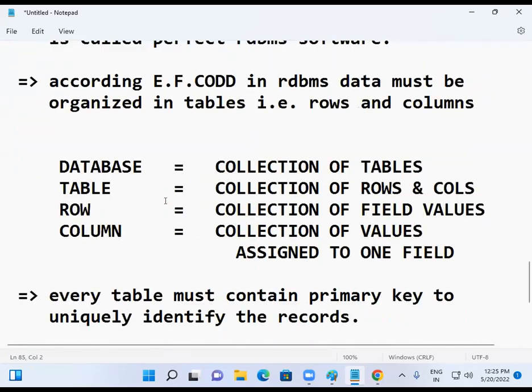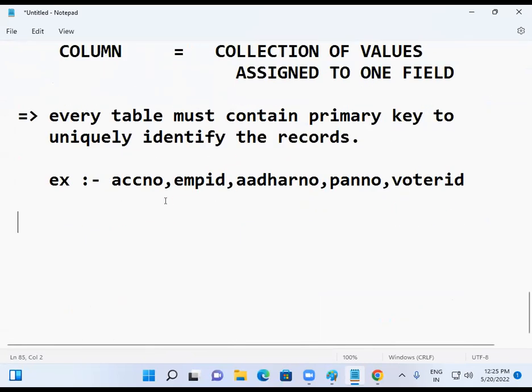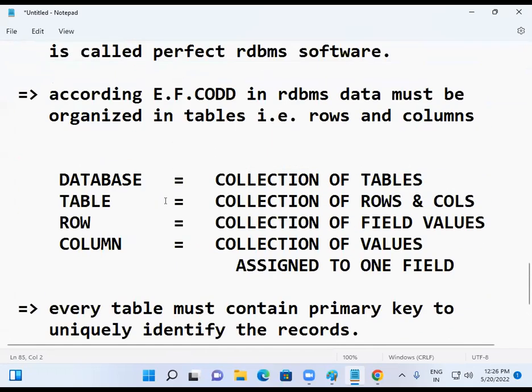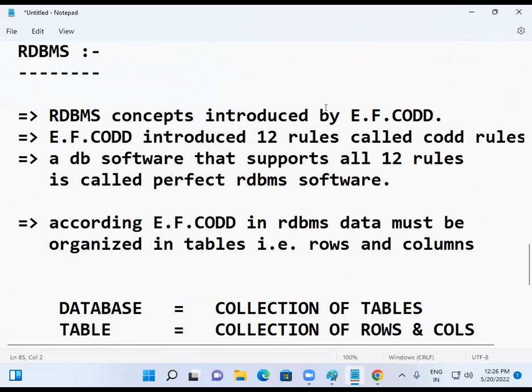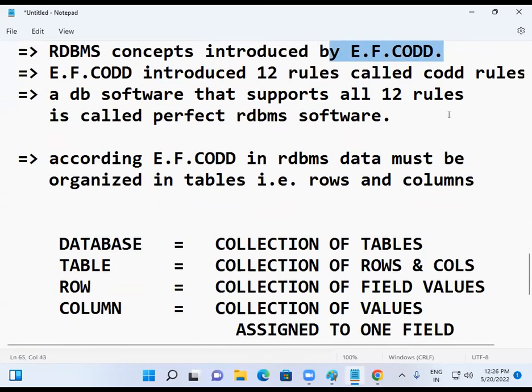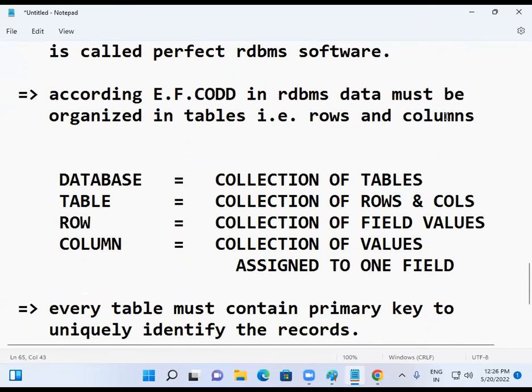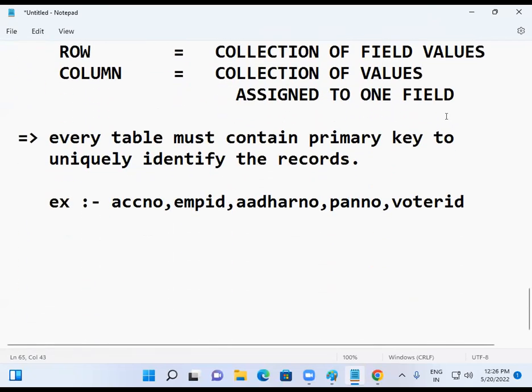The main purpose is to uniquely identify. But what is RDBMS? RDBMS is a theoretical concept. The relational data model is a theoretical concept. Who introduced that theoretical concept? It was introduced by this person. He designed RDBMS such that inside the database, data must be organized in tables, and every table should contain a primary key, rows and columns. He introduced this concept.